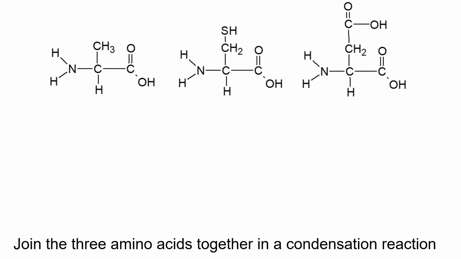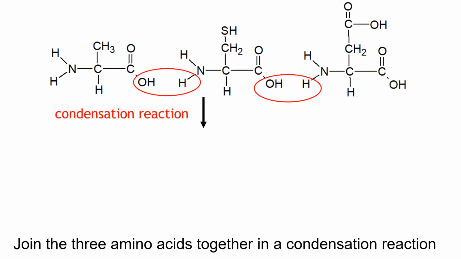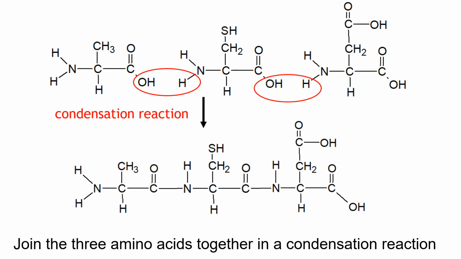The first thing we need to do is identify the water molecules that are going to be released in a condensation reaction, and it's a good idea to circle them. Then if we remove the water molecules, it's a case of joining the amino groups and the C double bond O groups together to create that peptide link, like so. So you can see that we've got our peptide link here between these 2 amino acids and our peptide link here too.